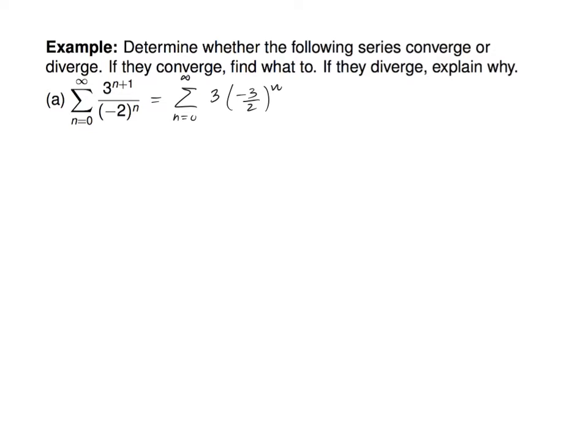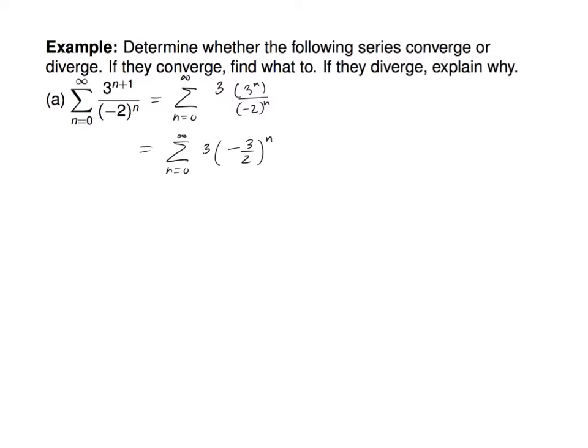Let me do it in two steps. First of all, are you cool with me pulling off the 3? Yes? Then I have 3 to the n over negative 2 to the n, right? So can I write that as one big fraction to the n then? Yes, that's what I mean. So you have a sum from n equals 0 to infinity of 3 times negative 3 over 2 to the n. It doesn't matter where the negative goes. It can go on the top or the bottom, whatever.